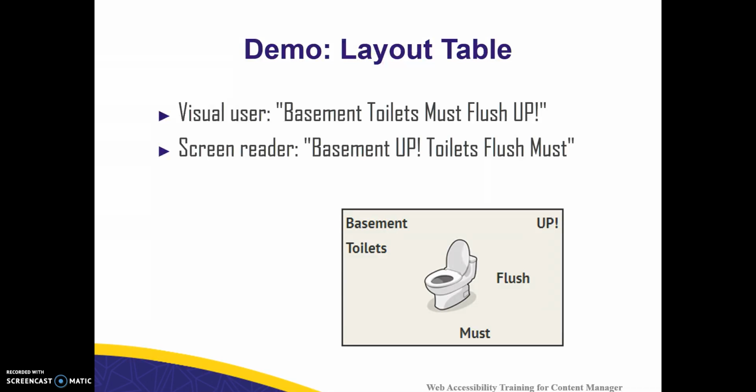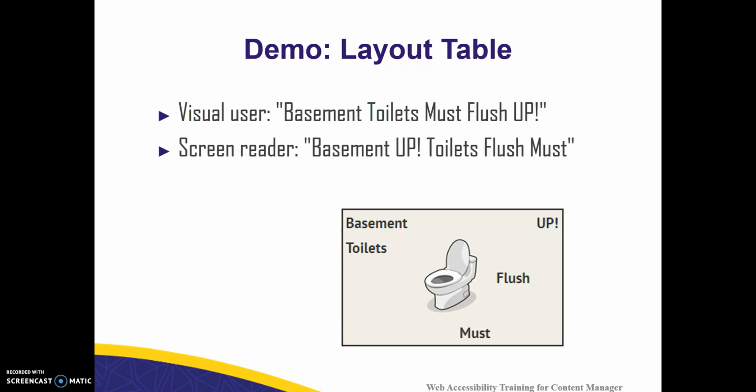So now, let's look at the layout table. This is an example of a layout table. You can see a toilet and the text. The visual user can see basement toilets must flush up. And very clear, we can see that in the graphic below, represented in the layout table. However, the screen reader user will hear basement, up, toilets, flush must.